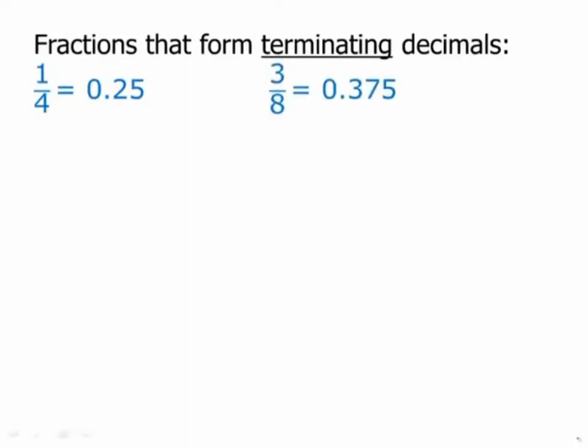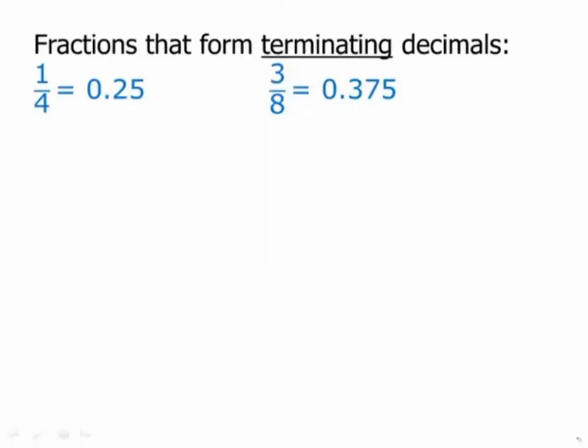Another example, 3/8. That's 0.375. So that's also a terminating decimal. It's a decimal that just comes to an end. That's not an approximation. That's the whole thing right there. So these are terminating decimals.